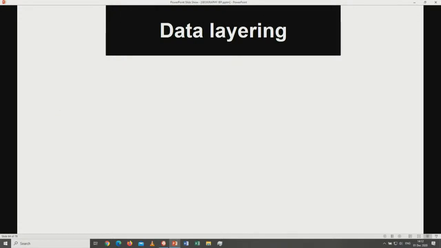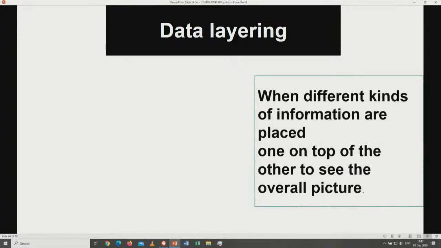And then from there, we talk about data layering, grade 12. This is a very important concept over the years in geography, in GIS. When different kinds of information are placed on top of one another, you take a different layer, you put it on top, you take another layer, you put it on top, what does it mean? Now look at what I'm demonstrating.